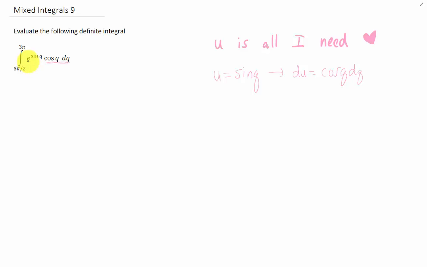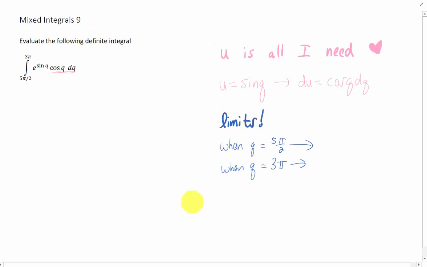We're just going to end up with an e to the u du. So maybe we can discuss what our limits turn into. Our limits of integration on q in this problem go from 5 pi over 2 to 3 pi. So when we change all of our variables over to u, the lower limit is going to be sine of 5 pi over 2, just using this formula right here and plugging q equals 5 pi over 2 in.